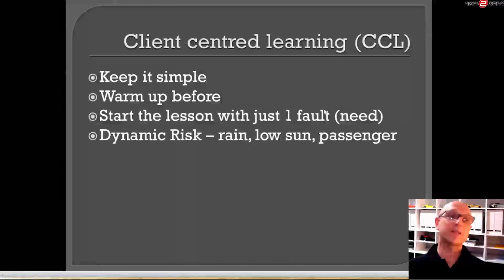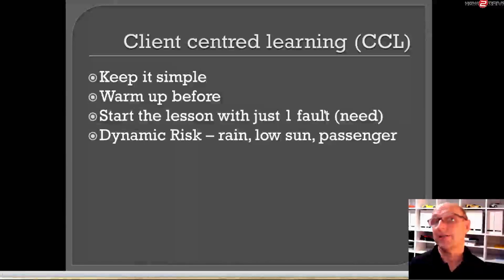Dynamic risk. I always like to have one risk factor to talk about, just so I can demonstrate the competencies and give my pupil a little bit of responsibility for the start of the lesson. So it might be, if it's looking like rain, you could ask your pupil to show you how they put on their lights and the wipers, and are they happy to be responsible for doing that if it rains today. Or if there's a low sun, often in winter we get the low sun. How are they going to deal with the low sun? Could they be responsible for that?